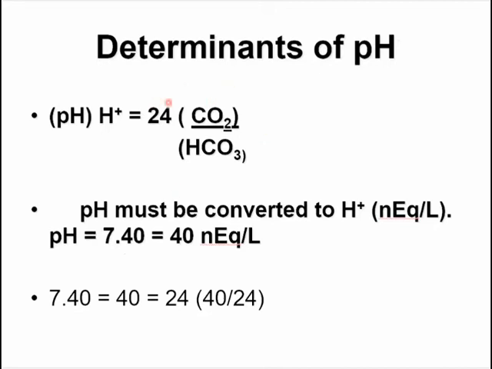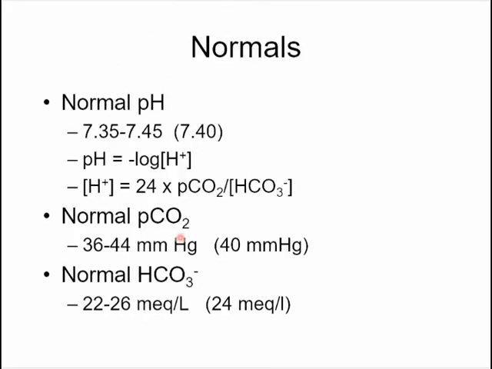So your determinant of pH, of course, will be dependent on the ratio of your carbon dioxide to your bicarbonate, and pH can be converted to your hydrogen ion concentration. A pH of 7.4 is equivalent to about 40 nEq per liter. So if you have a bicarbonate concentration of 24 mEq per liter and your carbon dioxide is, let's say, 40, that will be your ratio for your pH.